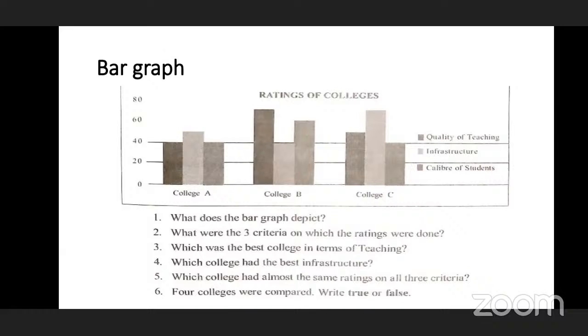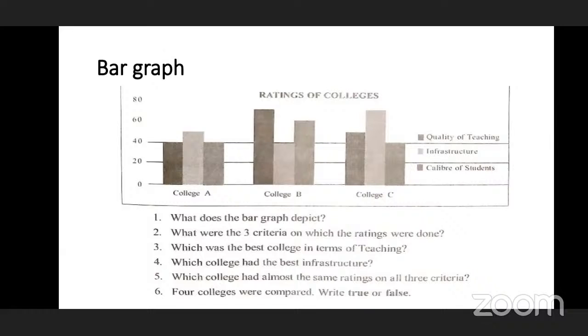And which was the best college in terms of teaching? We need to see the thickest pole, because best in the sense of quality of teaching, we need to see the thickest pole, which is the tallest one. So college A has 40, college B has around 75, college C has only 45, 50. So college B is the best college in terms of teaching.